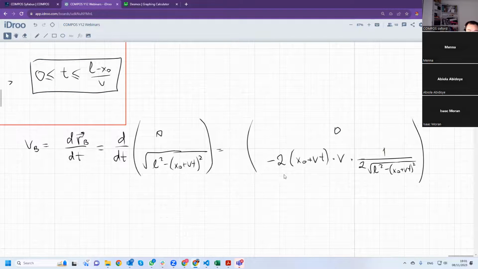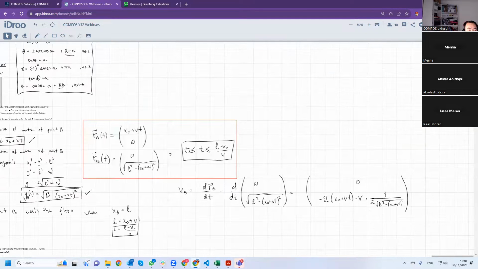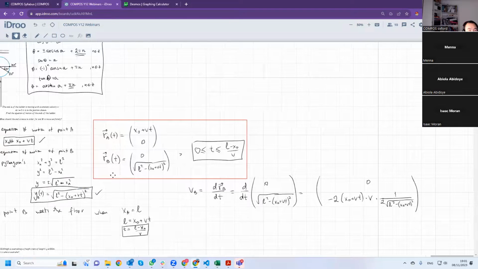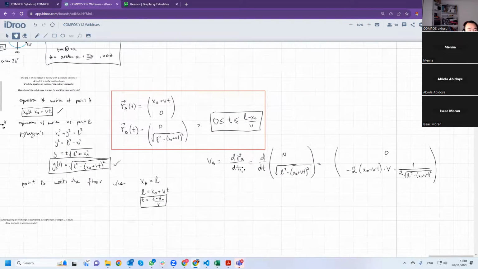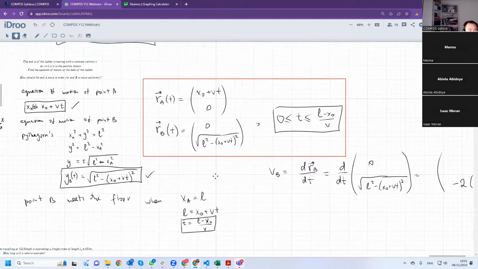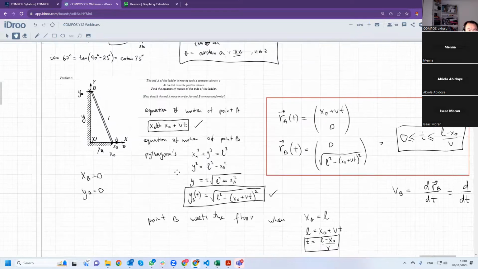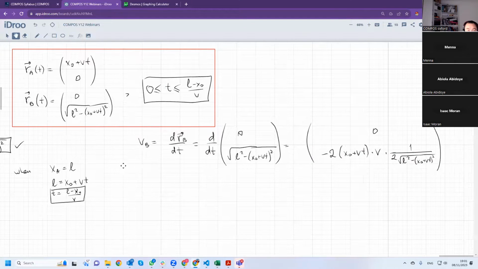And when you simplify that, you will see that it is negative. This is not an assignment question, Archie. I'm just showing you that somebody asked, isn't y negative? No, y is positive, but velocity is negative. And you can see that the velocity is negative.